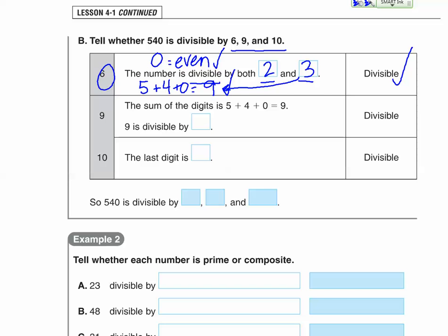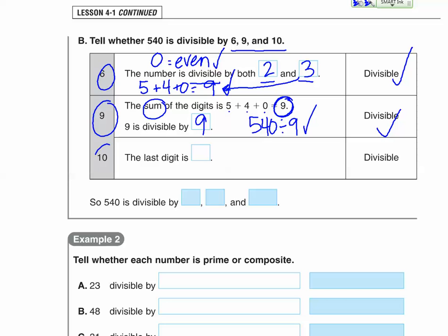Take a look at 9. 9 is very much like the rule for 3 in that you have to find the sum of the digits. So again, we just did that. 5 plus 4 plus 0 is 9. This number is divisible by 9 if 9 can go into the sum. And 9 is divisible by 9. So 9 also goes into 540 evenly.